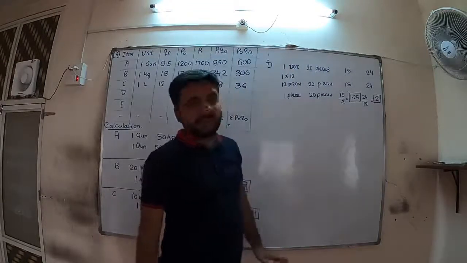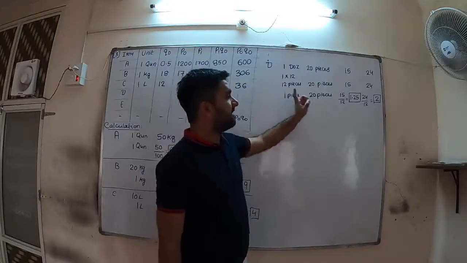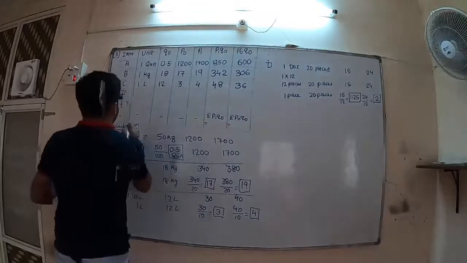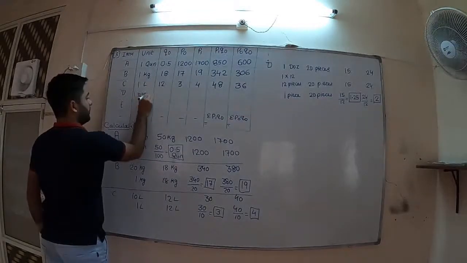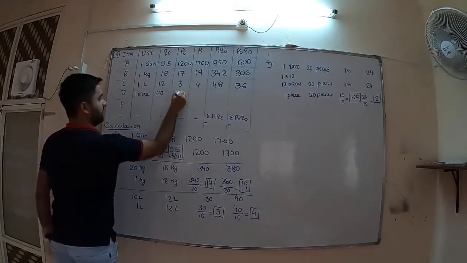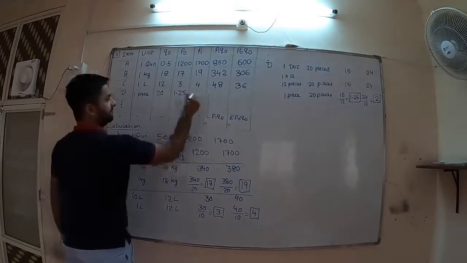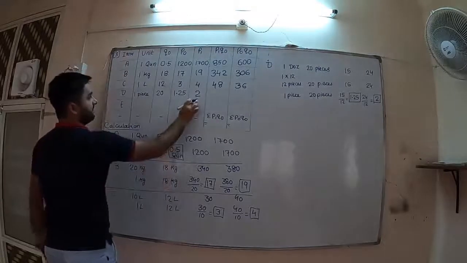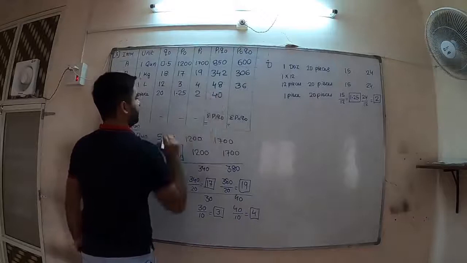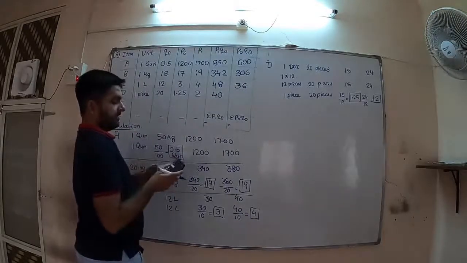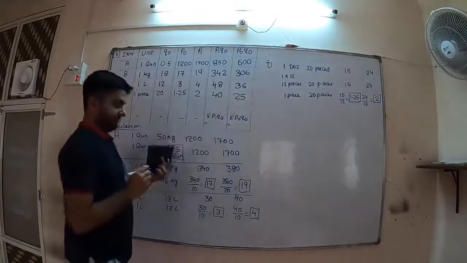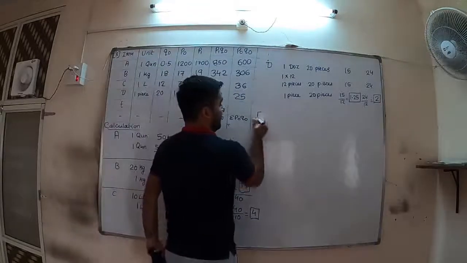Now the units are the same. Now the unit is not 1, so we have divided the value of the unit into the value of the price. 1 piece 20, 1.25, 2, P1 Q0, 2 into 20, 40, 20 into 1.25 is 25. Now item E.